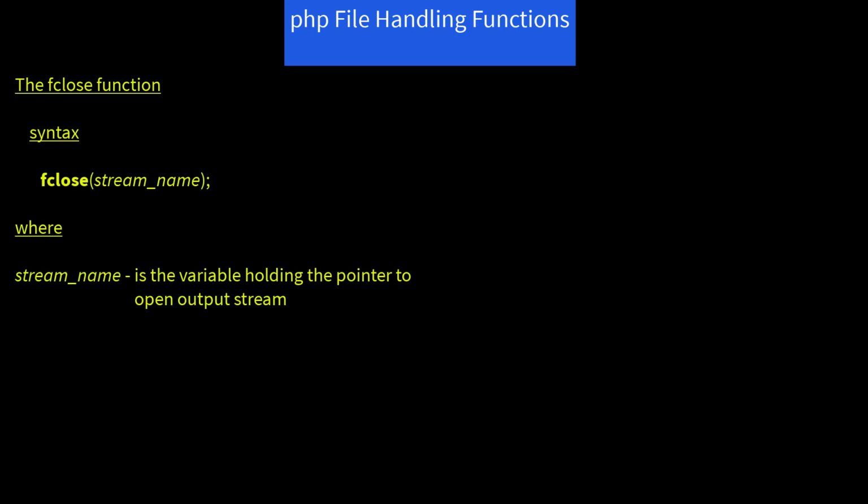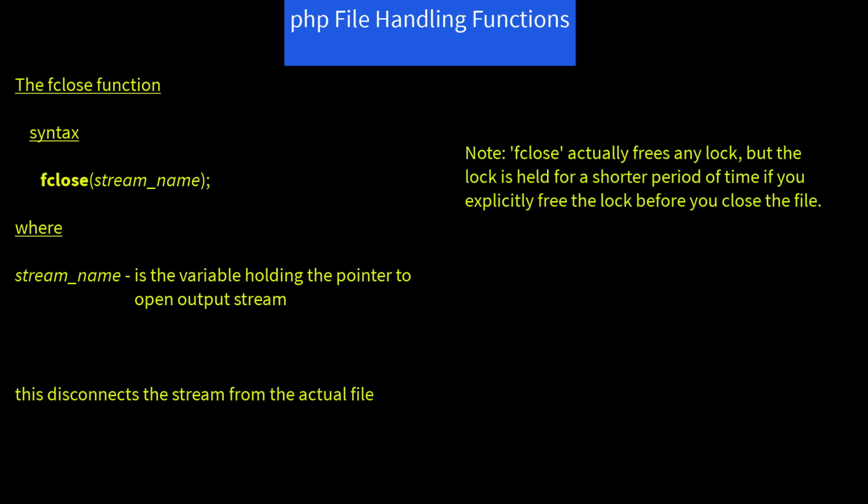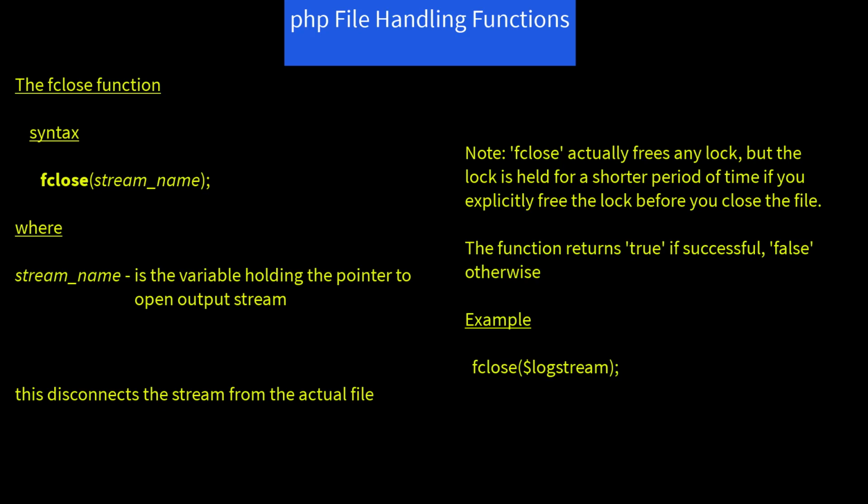The fclose function. The syntax is fclose(stream name), where stream name is the variable holding the pointer to the open output stream. This disconnects the stream from the actual file. Note, fclose actually frees any lock, but the lock is held for a shorter period of time if you explicitly free the lock before you close the file. The function returns true if successful, false otherwise. Example, fclose($log_stream).